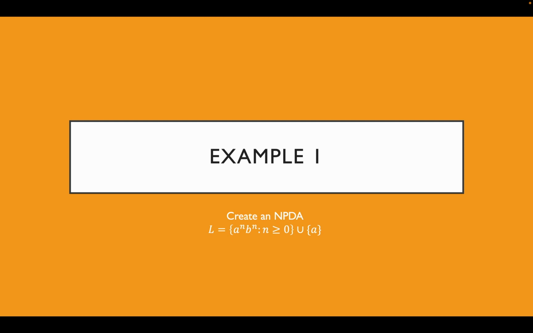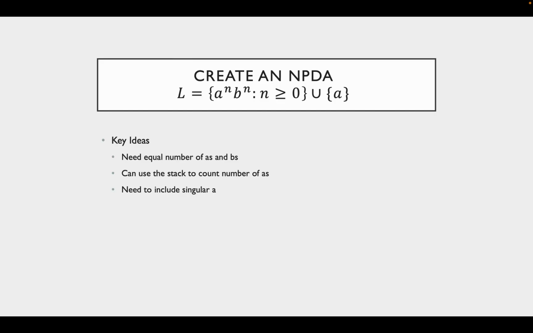This language is a to the n, b to the n, where n is greater than or equal to 0, union with the string a. This language is basically an equal number of a's and equal number of b's put together, where the b's follow the a's. N is greater than or equal to 0 means that we have to include the empty string, and then we also need to include this single string a.